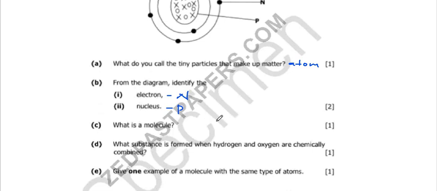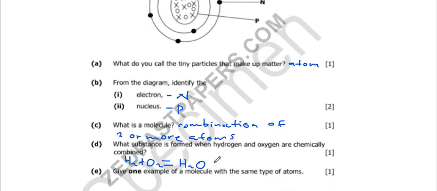What is a molecule? Well, a molecule is a combination of two or more atoms. Basically, that's that. So a molecule is a combination of two or more atoms, chemically combined, that is. What substance is formed when hydrogen and oxygen are chemically combined? Hydrogen plus oxygen. What do you have? You'd have H2O, which is water.